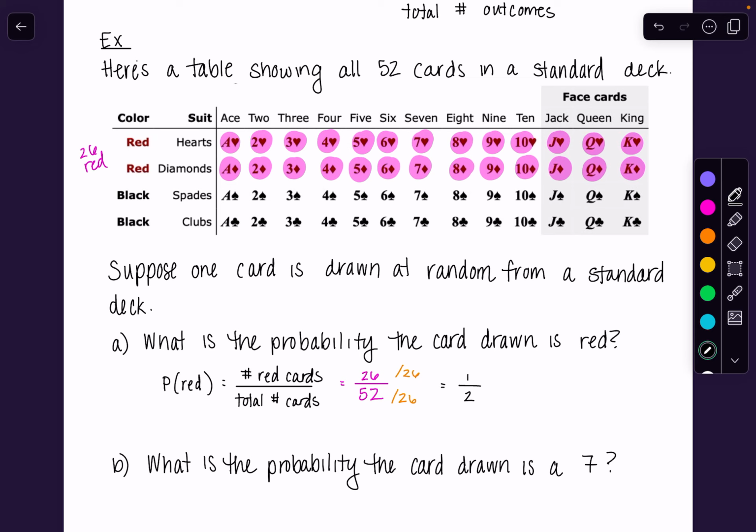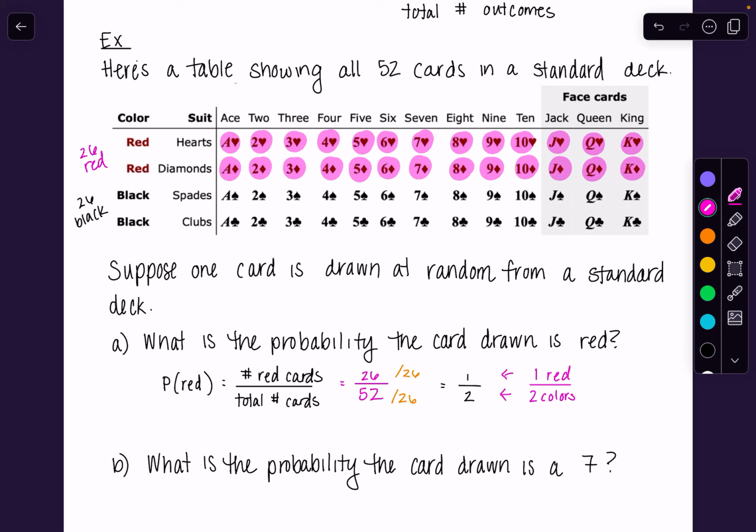So there's actually a simpler way to do this, because there are 26 red cards, but there are also 26 black cards. Okay. So another way that you could think about this is really based on the number of colors in the deck. There's 2 colors, and we're looking for 1 red color out of the 2. Okay. So instead, you can approach it this way.